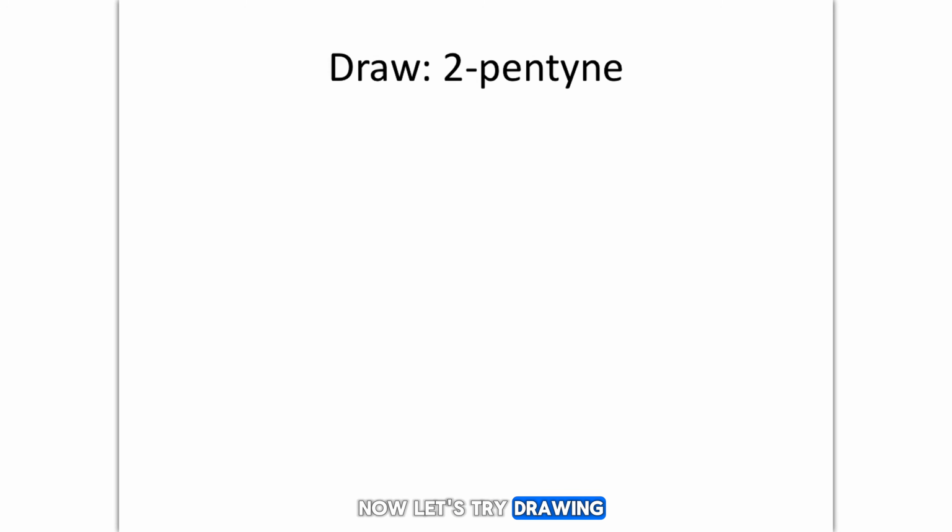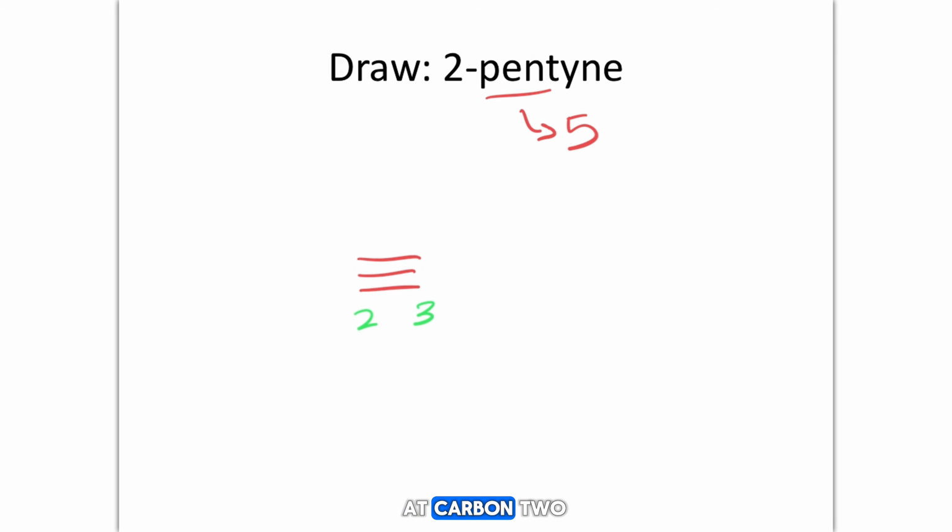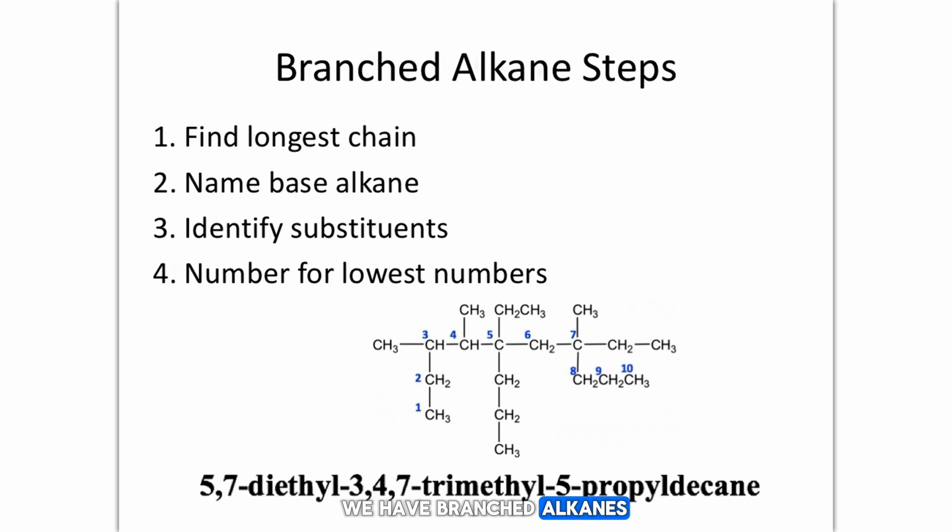Now let's try drawing one for ourselves. Pent is 5, and the triple bond starts at carbon 2. Remember that triple bond carbons are linear, and we're going to place it between carbon 2 and 3. And that's it. Now we have branched alkanes.